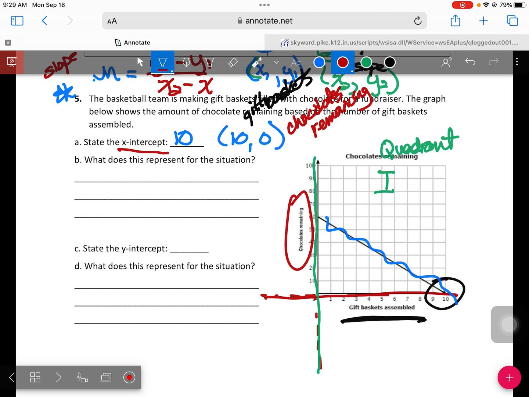So he's right. I would say after assembling 10 baskets, or after making 10 gift baskets, or just say baskets, we all know what we're talking about. So after I've made 10 gift baskets, what can you tell me about the number of chocolates? 0 left. There are 0 chocolates left. Yeah, so use that ordered pair, what it means to tell me and what we're describing. After making 10 baskets, 0 chocolates are left.